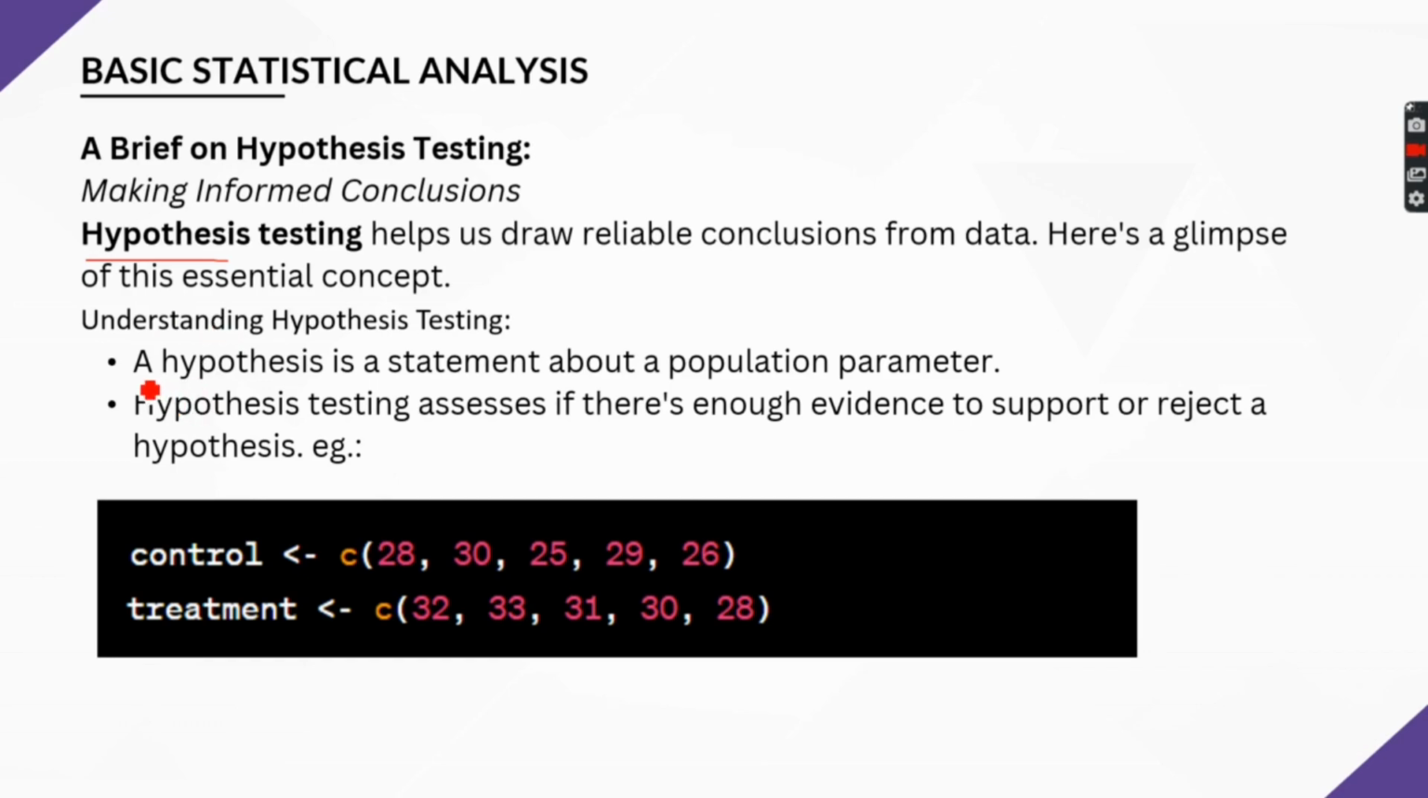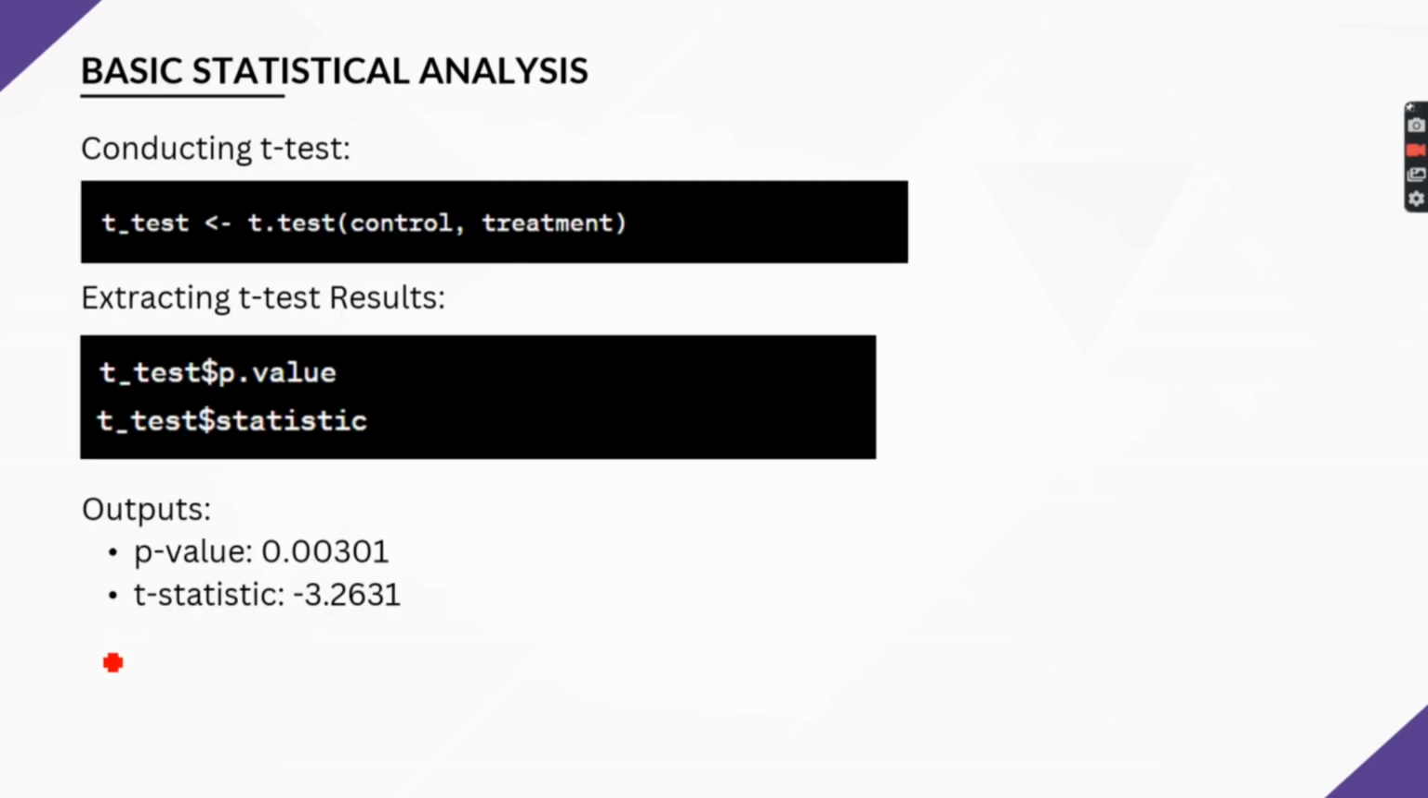What is written here is: a hypothesis is a statement about a population parameter, and hypothesis testing assesses if there's enough evidence to support or reject a hypothesis. So if we find some proof that both of them are related or similar, we say that our hypothesis turned out to be true. Or if we find that both of them are not at all connected, they are just random, then the hypothesis turned out to be false. Let's see how it works. We are conducting a t-test using the function named t.test and saving it.